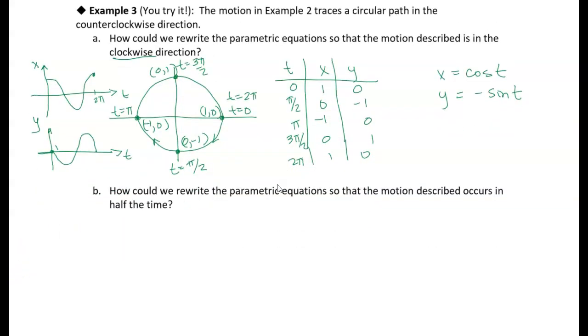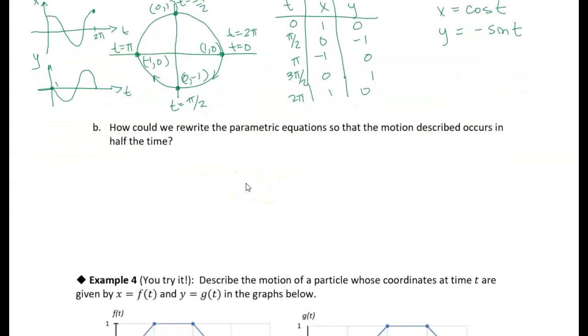All right, so here's another challenge. We want to do the same thing, only now we want this circle to be traced out in half the time. All right, so we're going to go back to example 2. We want the same sort of motion around the circle. So let me draw the circle. So we want the same motion that we had.